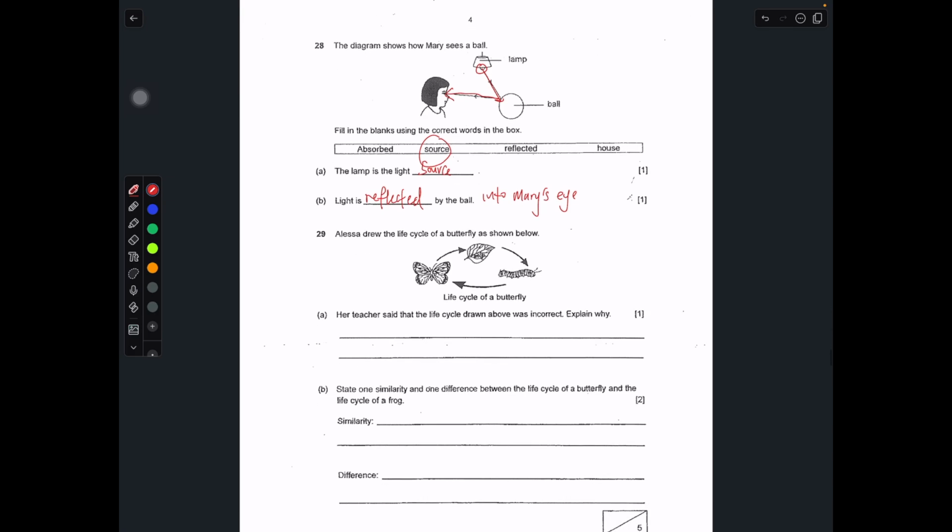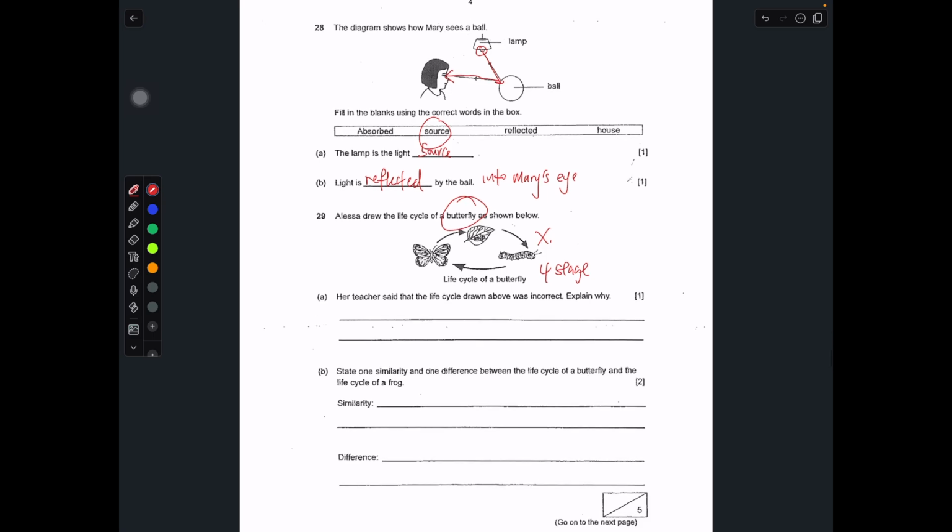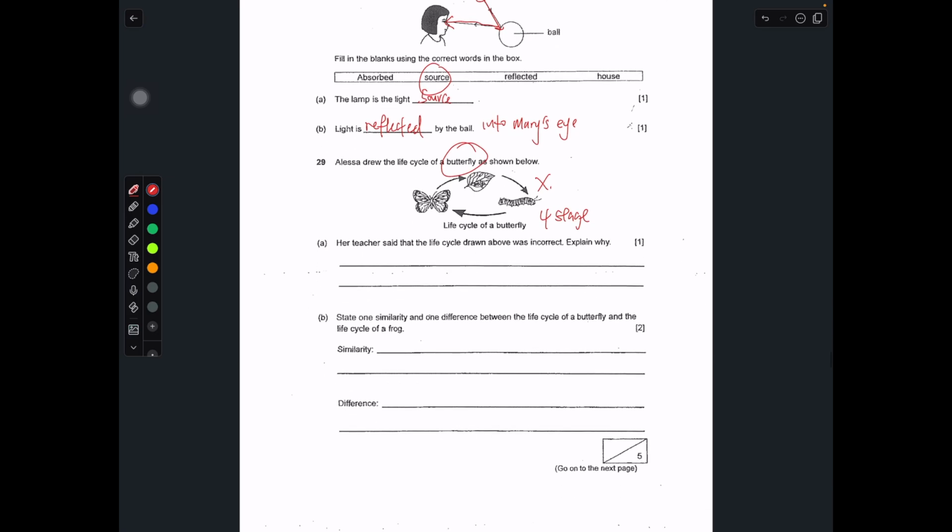Okay, so over here he drew the life cycle of a butterfly. As you know, a butterfly has 4 stages in its life cycle. So definitely this one is wrong. And this question asks you to identify why it is wrong. The teacher said the life cycle was drawn incorrectly. Explain why. So basically, you can say the butterfly has 4 stages just in its life cycle. That will be good enough.